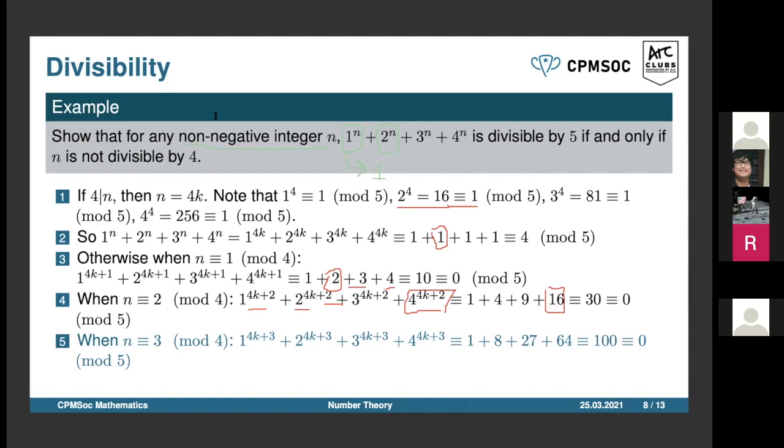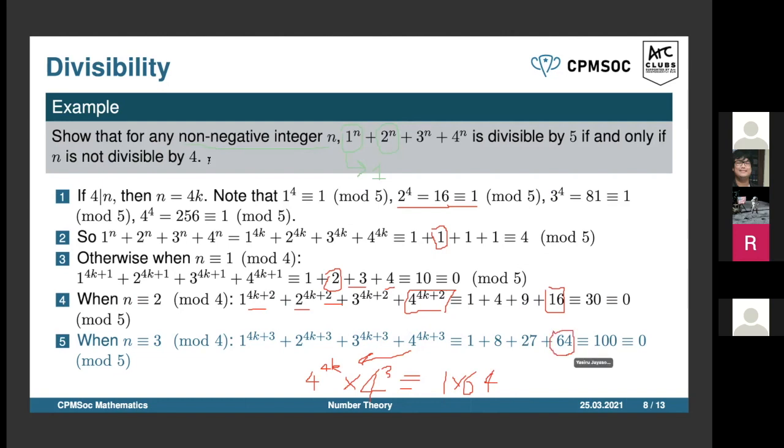So again, we can do a similar process. If I just use an example of 4 to the 4k times 4 cubed, that is just the same as 1 times 4 cubed, which is 64. So 4 to the 4k plus 3 is just the same as 64 in modulo 5.